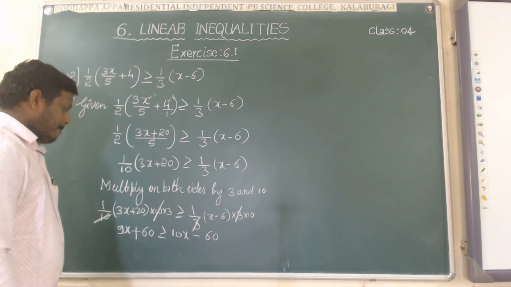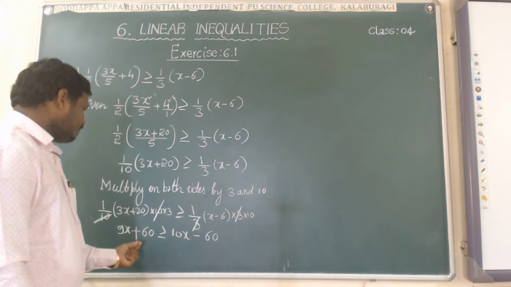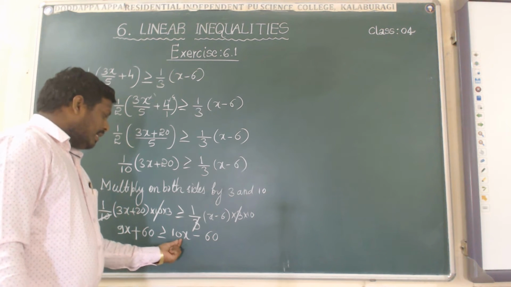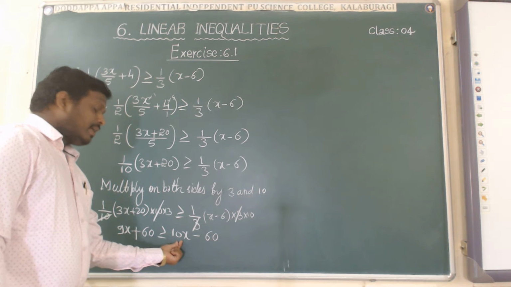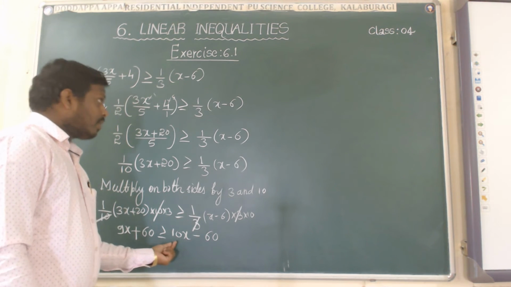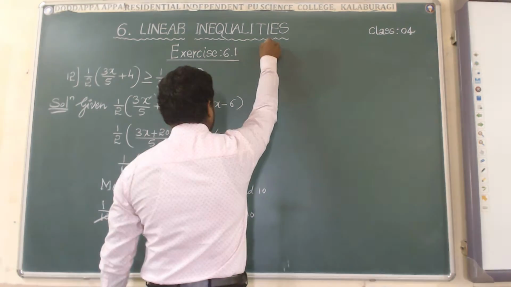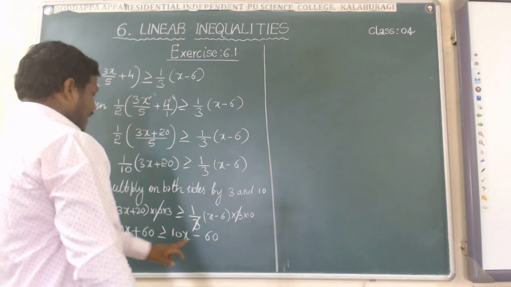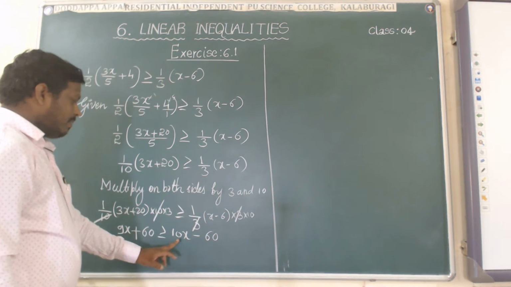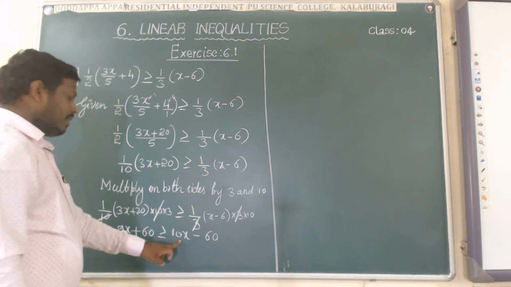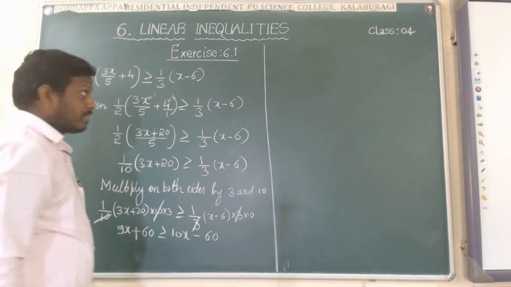Now I am removing the next one. I want to remove the 10x term from the RHS side. I will go one by one, otherwise you will get confused. So I am subtracting both sides by 10x.